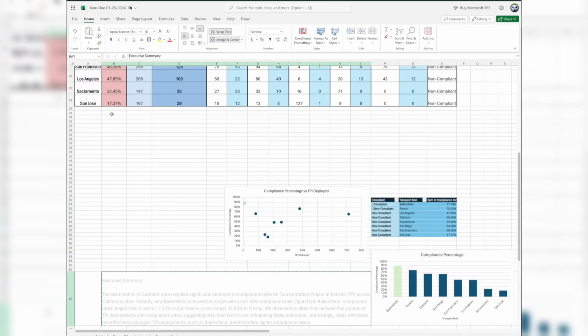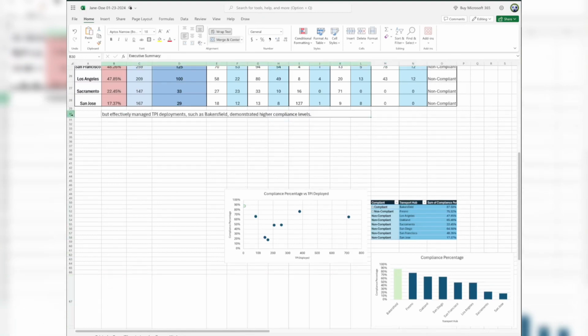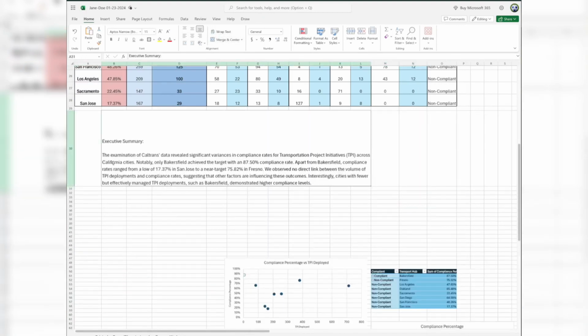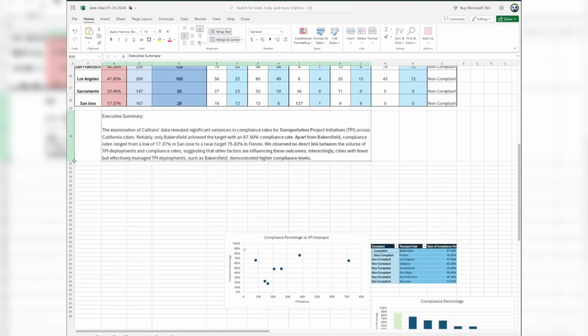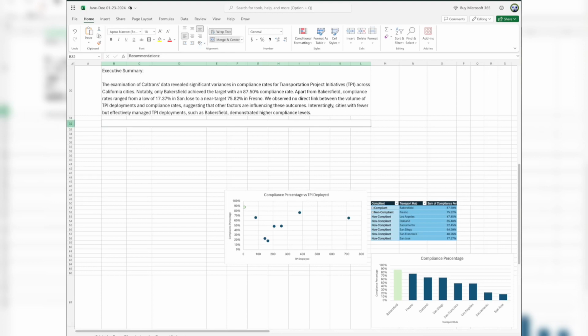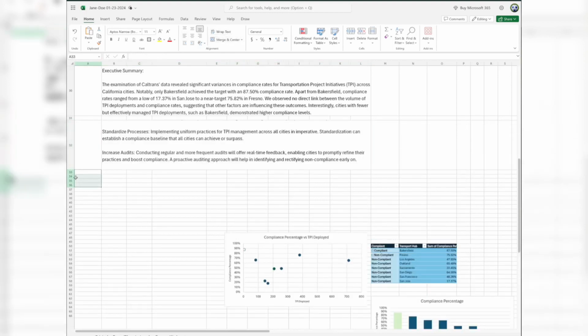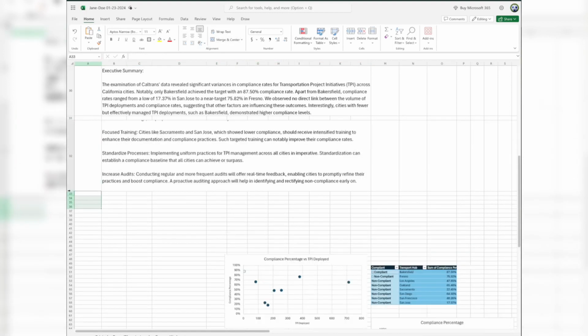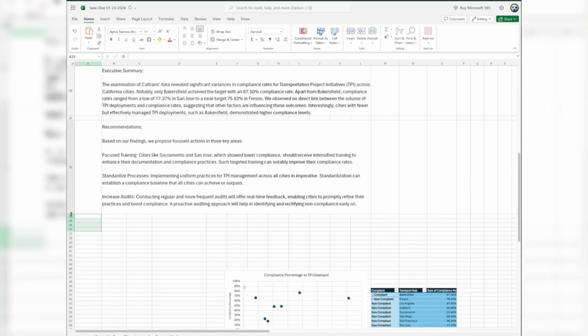Now, let's take a moment to revisit the instructions for this exercise. It's essential to double-check that we've addressed all the requirements. Have we included the necessary charts and graphs? Is our pivot table constructed correctly? Does our executive summary accurately reflect our findings and include concise recommendations?